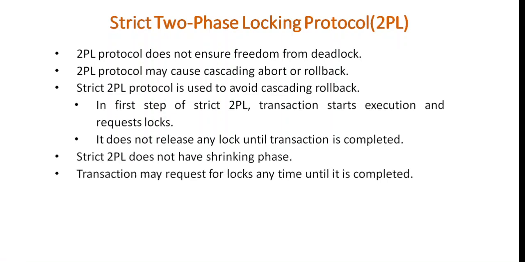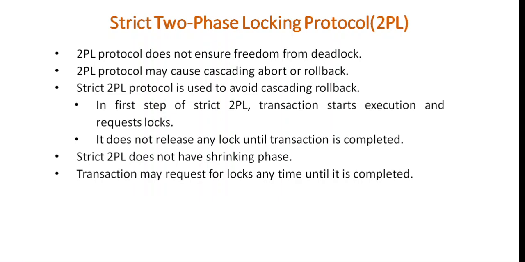Strict two-phase locking does not have any shrinking phase. Since this protocol does not release any lock until the transaction completes, there is no shrinking phase. That is, a transaction can request locks any time until it is completed. In two-phase locking, a transaction releases a lock immediately after use, and after the release of the first lock, the transaction cannot get any new lock. But this is not the case in strict two-phase locking.